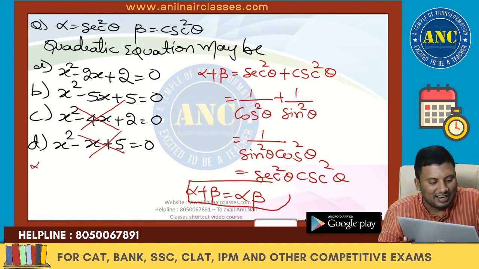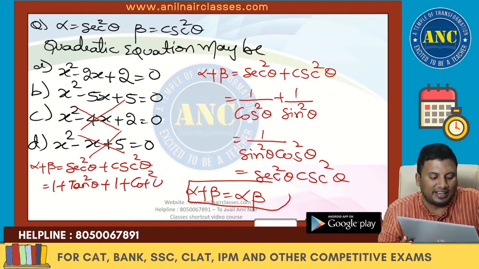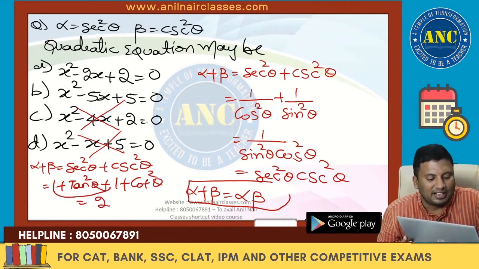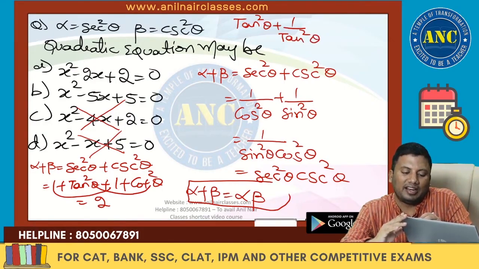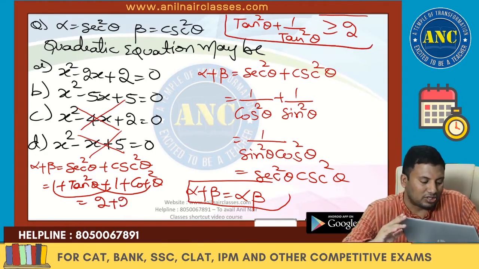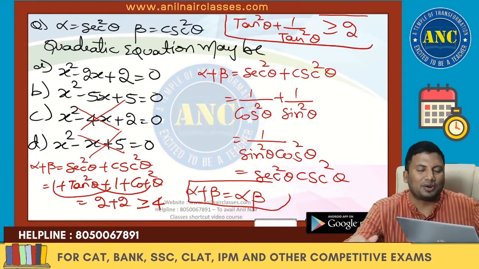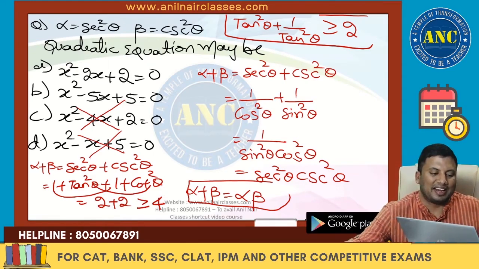Now if you observe the sum of the roots, it is nothing but secant square theta plus cosecant square theta. This is 1 plus tan square theta plus 1 plus cot square theta. 1 plus 1 is 2. Tan square theta and cot square theta: cot square theta is 1 by tan square theta. A variable and its reciprocal, the minimum value will always be 2. So 2 plus 2. That means the sum of the roots should be greater than or equal to 4. Product of the roots also should be greater than or equal to 4.